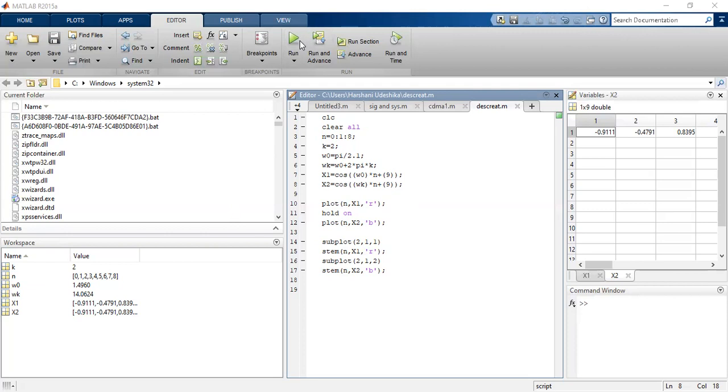So many signals can be mapped to one specific signal because of this property of a discrete-time signal. So I think now we can start the sampling. We will see the sampling.